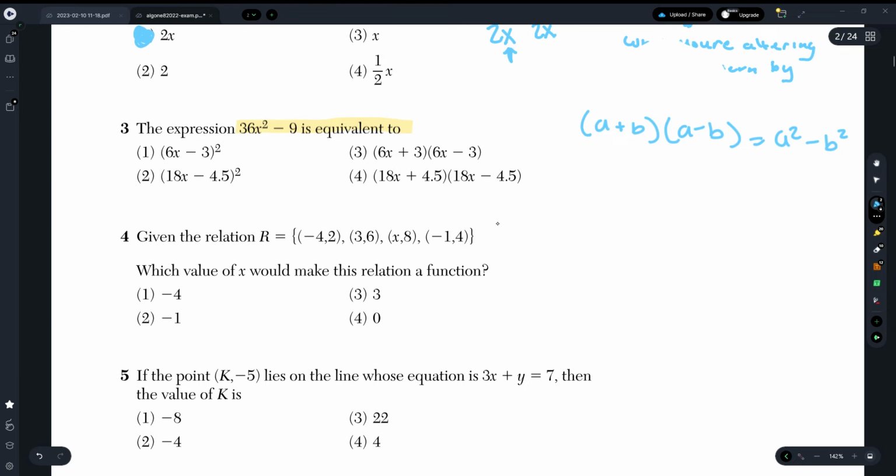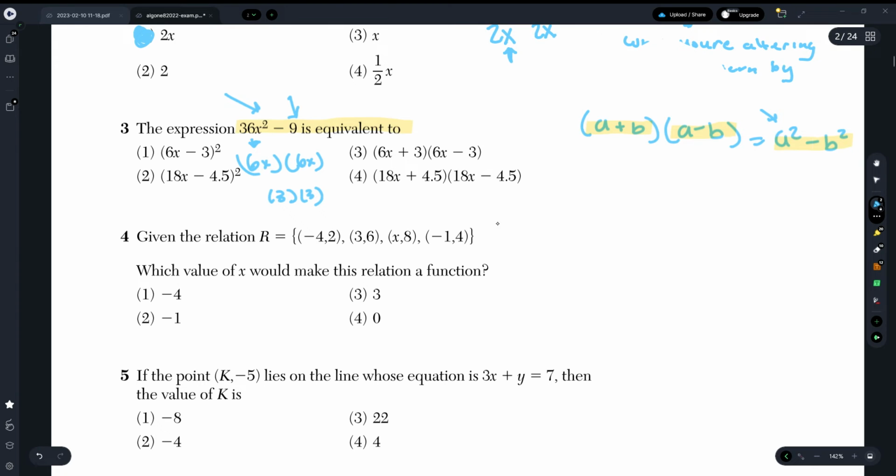So you know that a squared minus b squared is equal to a plus b times a minus b, right? And this is only true when a and b are perfect squares. Now, off the bat, I noticed this because I noticed that 36x squared is a perfect square. 36x squared is, of course, 6x times 6x, right? And I noticed that 9 is a perfect square because 9 is just 3 times 3, right?